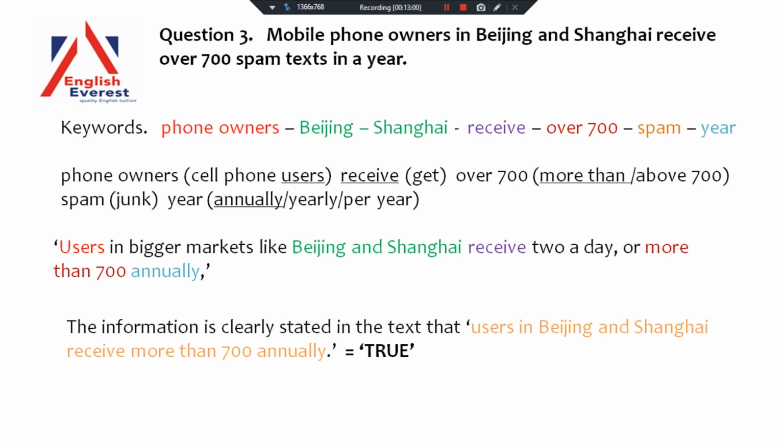So the text reads users, who are the phone owners, in bigger markets like Beijing, Shanghai, receive, none of that has changed, 2 a day or more than 700 annually. So it's used more than and 700 annually. So this information is clearly stated in the text. So therefore it is true.